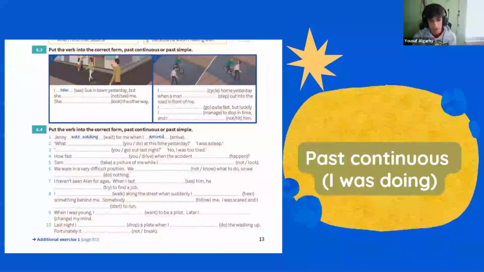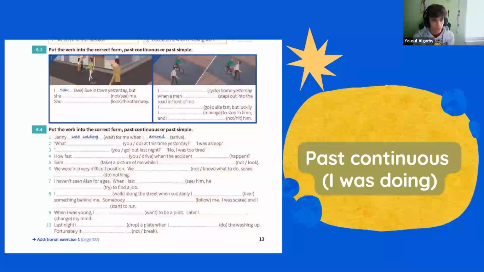All right, the second one. I blank home yesterday, and we have cycle. I was cycling home yesterday when a man blank out into the road in front of me. When a man stepped out into the road in front of me. Good. I blank quite fast, but luckily I was going quite fast, but luckily I blank to stop in time. And we have managed to stop in time. Good. And I blank him, and it says not hit him. And I didn't hit him.